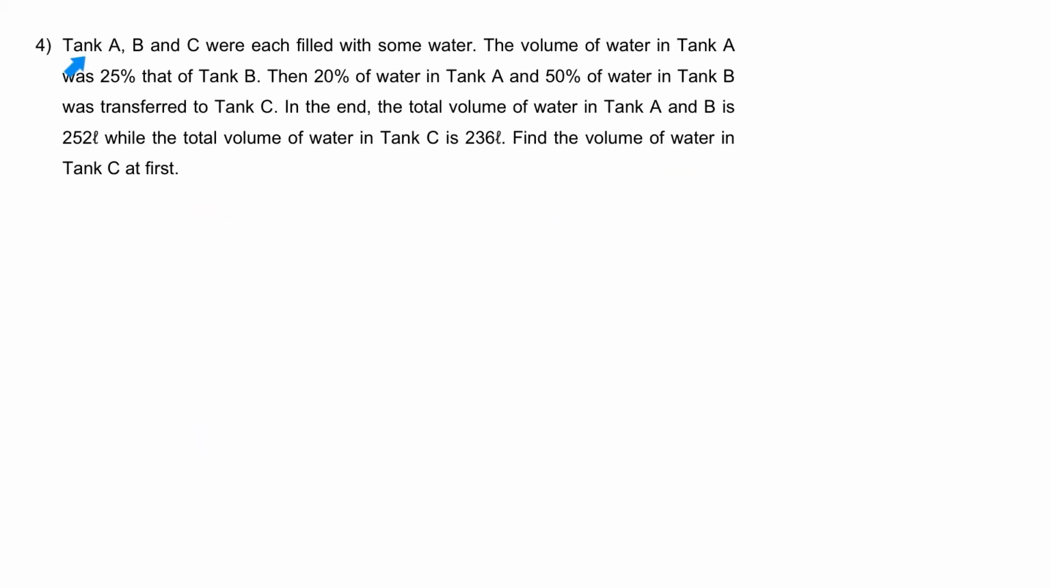Question 4. Tank A, B, and C were each filled with some water. The volume of water in tank A was 25% that of tank B. Then 20% of water in tank A and 50% of water in tank B was transferred to tank C. In the end, the total volume of water in tank A and B is 252 liters, while the total volume of water in tank C is 236 liters. Find the volume of water in tank C at first.